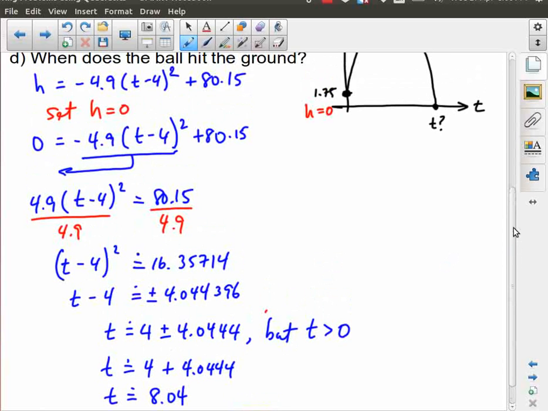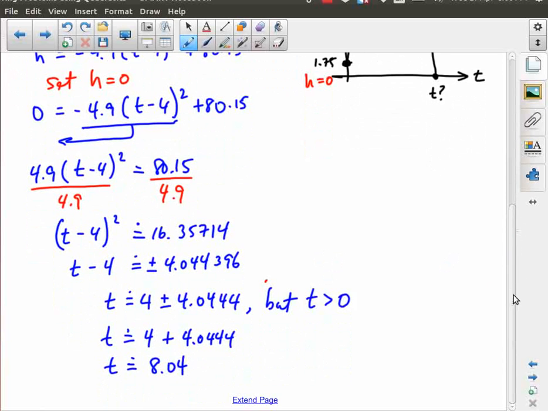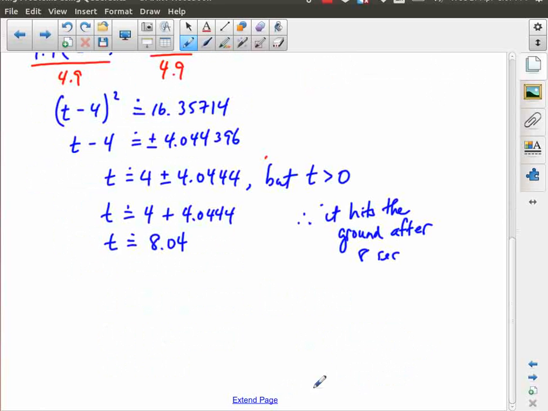Did it ask for a number of decimal places? It does not. So therefore, it hits the ground after 8 seconds.